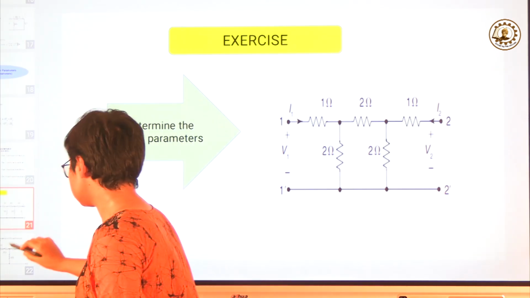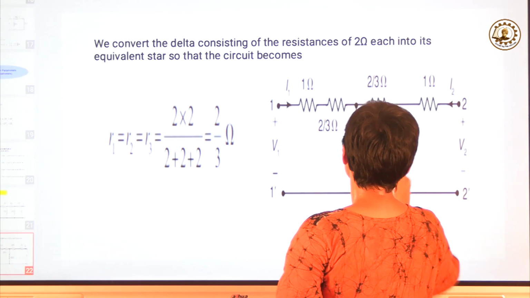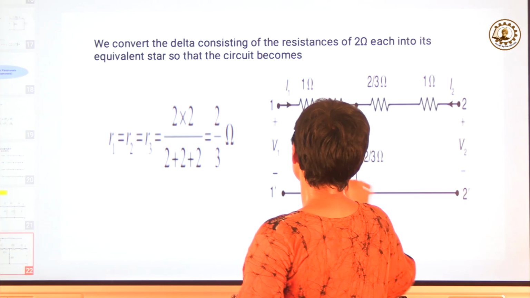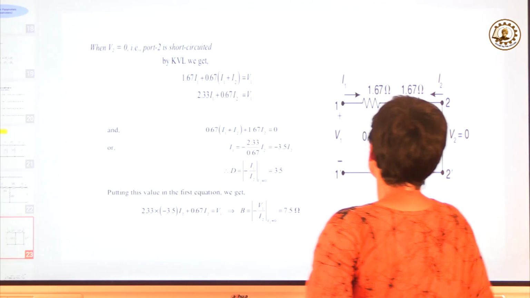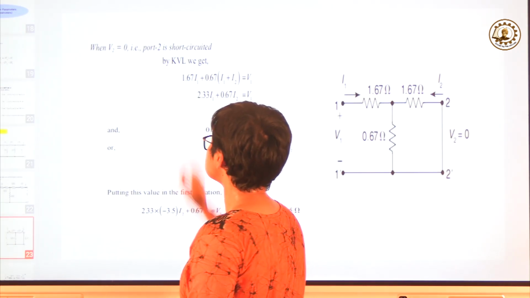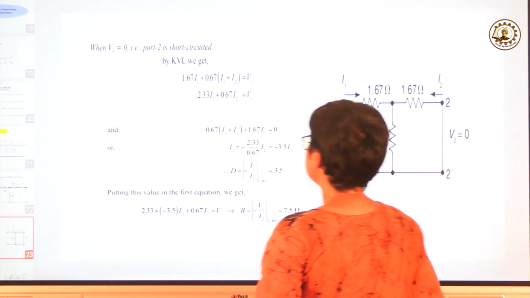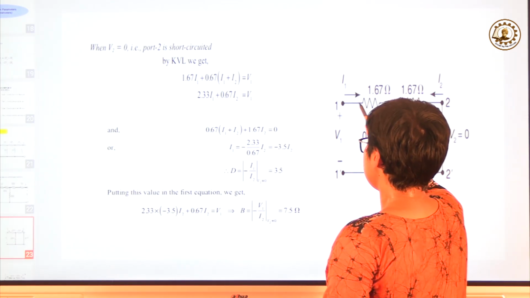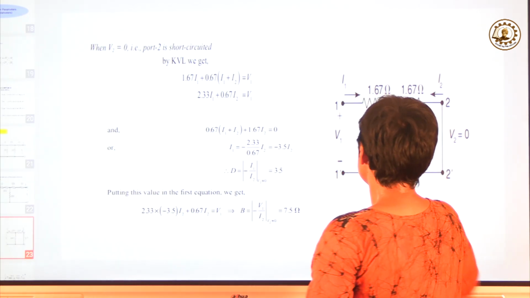Therefore the values over here are all the same, 2 by 3, 2 by 3 and 2 by 3. Now if these two are in series, we can add them and the complete network will be this: 1.67 ohm, 1.67 ohm and 1.67 ohm. Now first we will short circuit port 2, so V2 equals to 0. Now if we apply KVL, that is 1.67 I1 plus through 0.67, I1 and I2 both will flow, equals to V1.